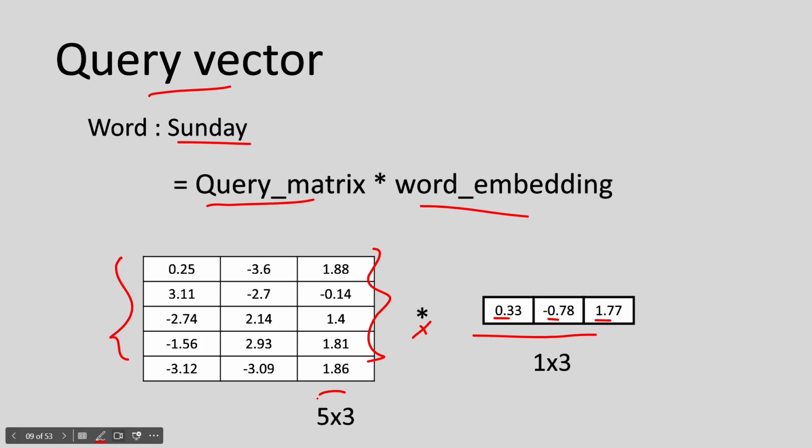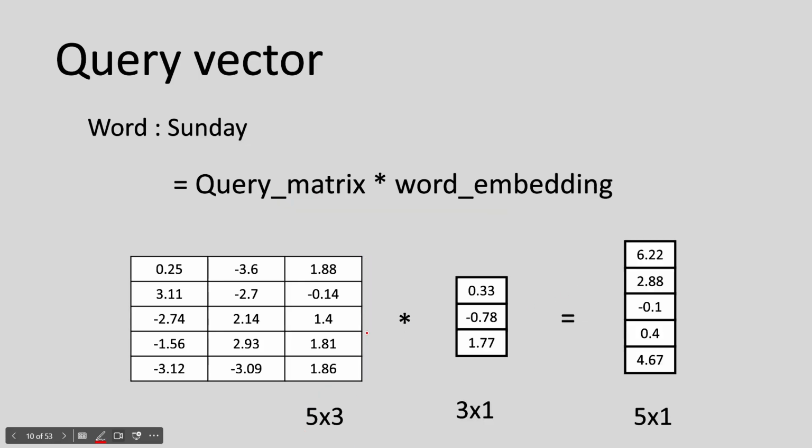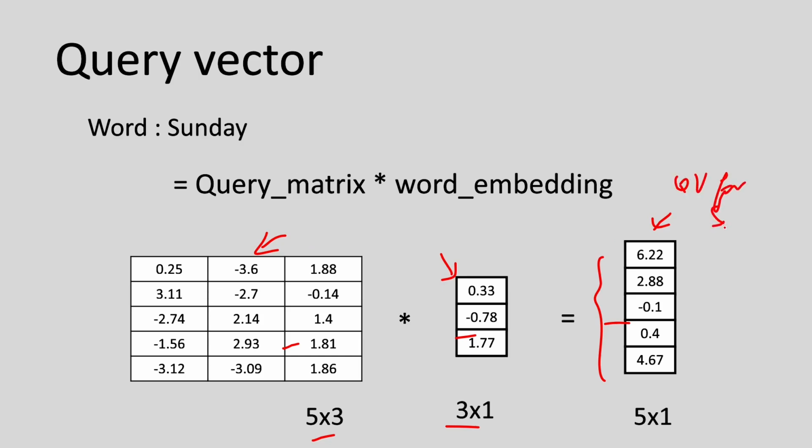But there is a problem. This is 5 cross 3 and this is 1 cross 3. They cannot be multiplied. So what do you do? Obviously you take a transpose. You keep the query matrix as it is, and you take the transpose of the word embedding. So now it's 5 cross 3 into 3 cross 1. When you multiply them, you get 5 cross 1. Once you multiply this matrix with this vector, you get this particular vector. This is the query vector for the word Sunday.